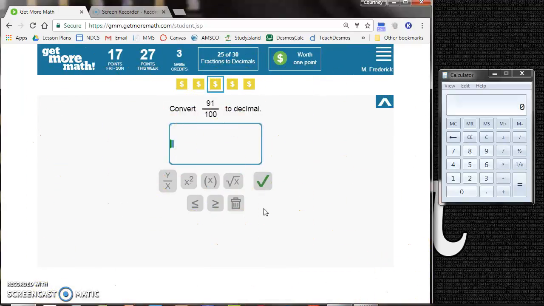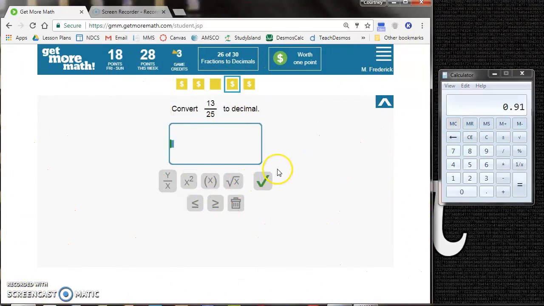Convert 91/100 to a decimal. Note that this says 91 hundredths. That means we'll have 0 and 91 hundredths, because the second decimal place is our hundredths place. Again, if you would like to confirm this with a calculator, you can simply type in 91 divided by 100.